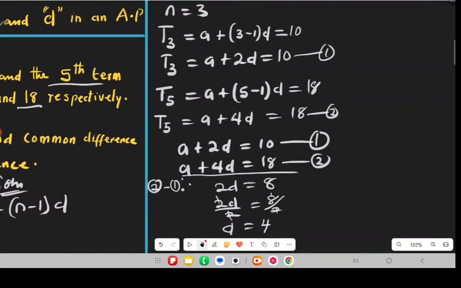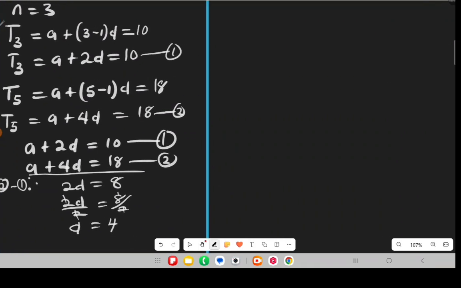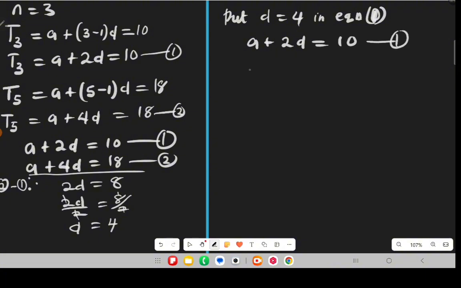Then we move further. To find A, we put D equal to 4 in equation 1 above. Equation 1 is A plus 2D equal to 10. Then to get A, we have A plus 2, and wherever we see D, we put 4, equal to 10. A plus 2 times 4 gives us 8, equal to 10.